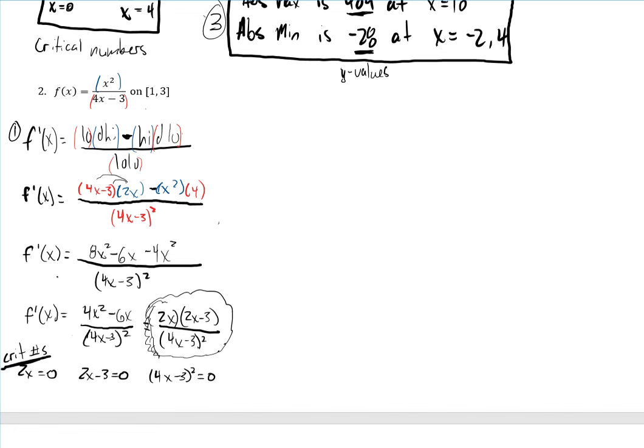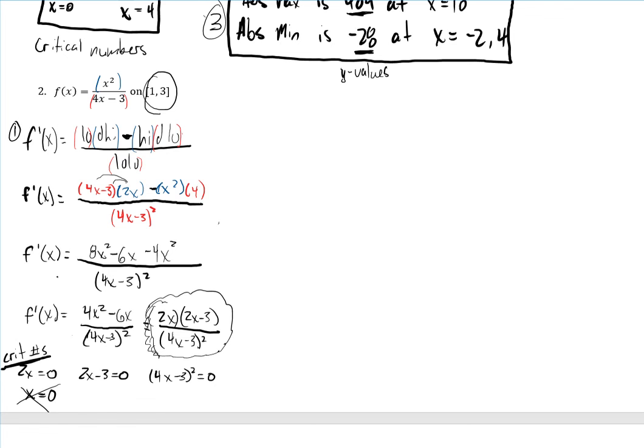This first one's pretty nice. All I have to do is divide by 2, and I get x is 0. But let me put a stop right now on this. Notice 0 is not in this interval from 1 to 3, so that means this is not part of our critical numbers. I'm going to just cross it out. 0 is less than 1, so that's not one of the actual critical numbers.